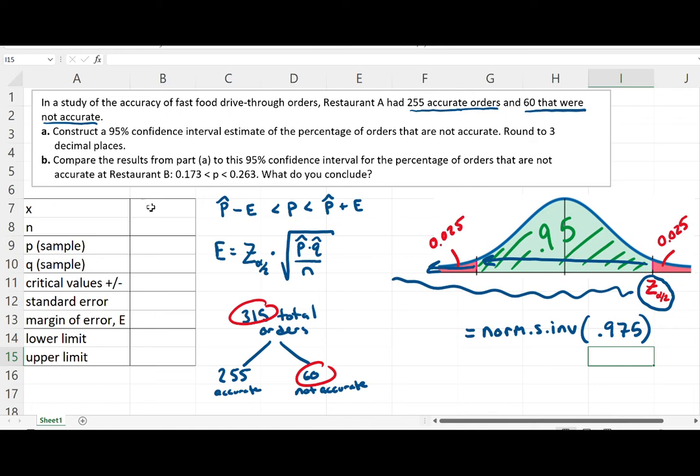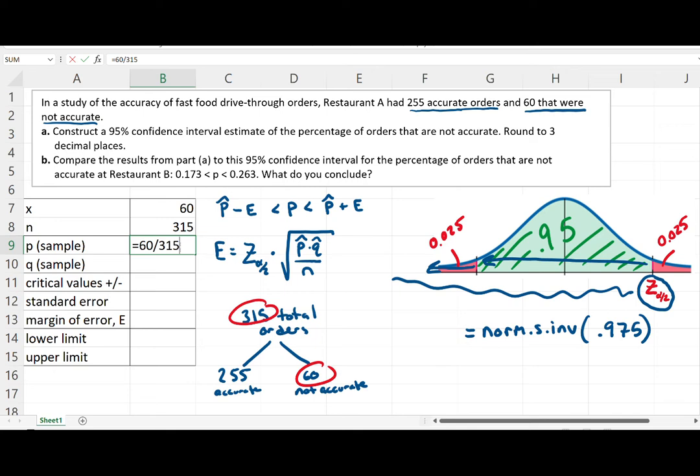Okay, so x is the number of successes, in this case, the not accurate orders. So there's 60 of those. n is the total number of orders, which is the 315, or you could say equal to 255 plus 60. Okay, and there's our 315. And the sample proportion, now remember, this is an important one because that's what we're using in our final answer, basically. The sample proportion would be the 60 out of 315. Okay, so that'll give us the sample proportion.